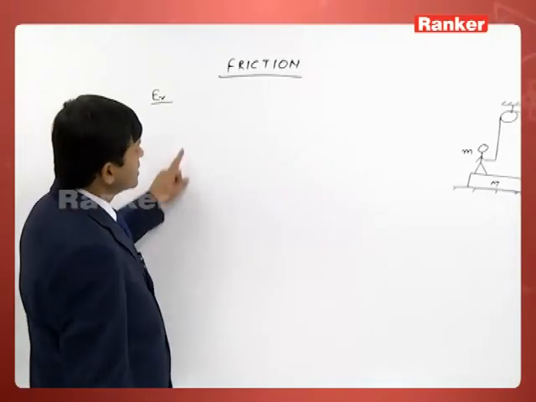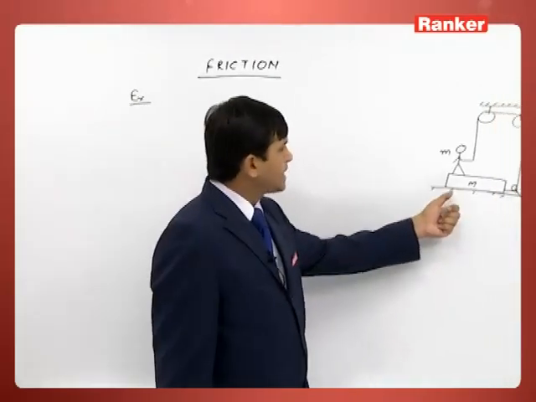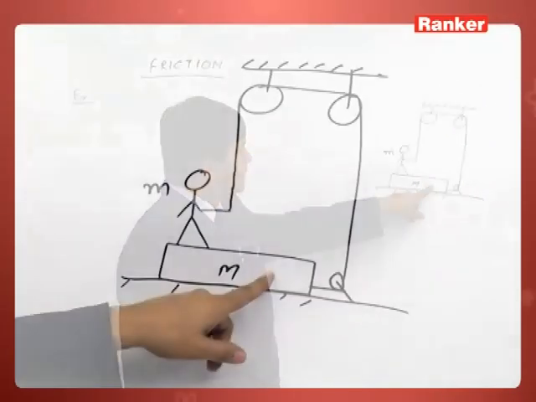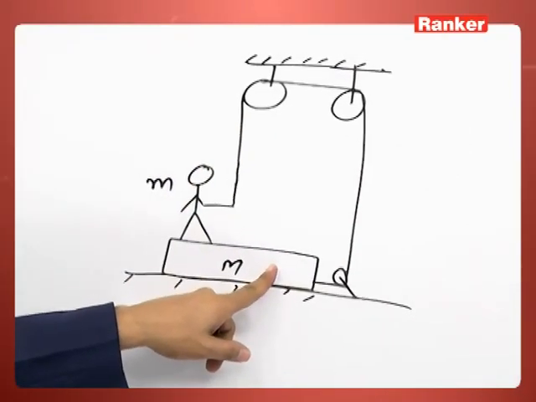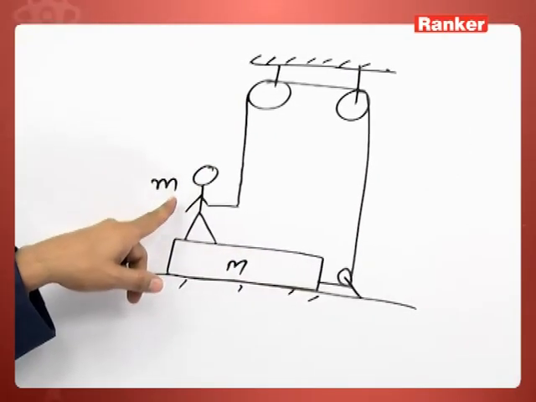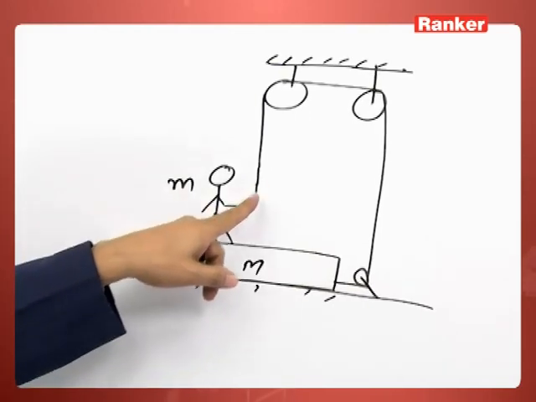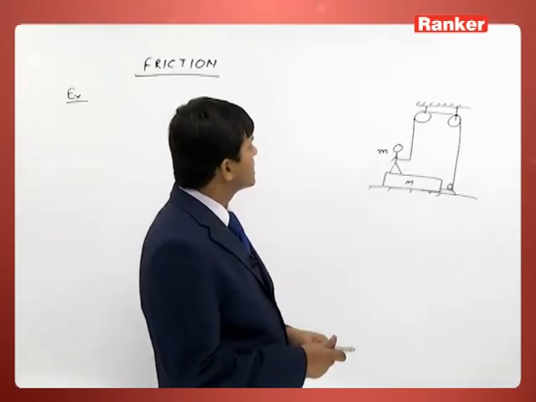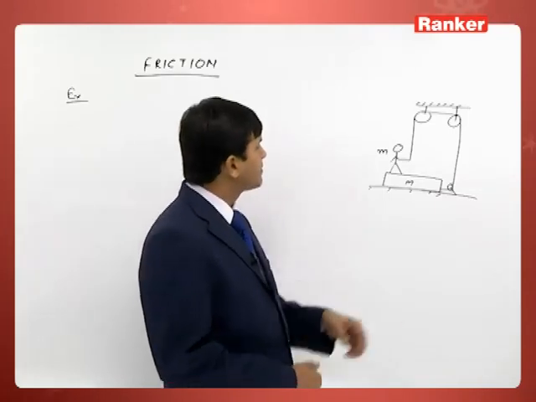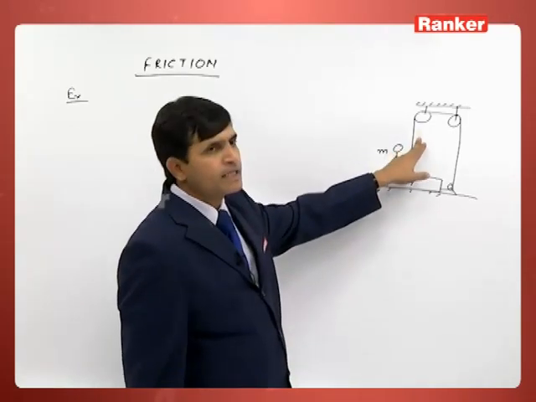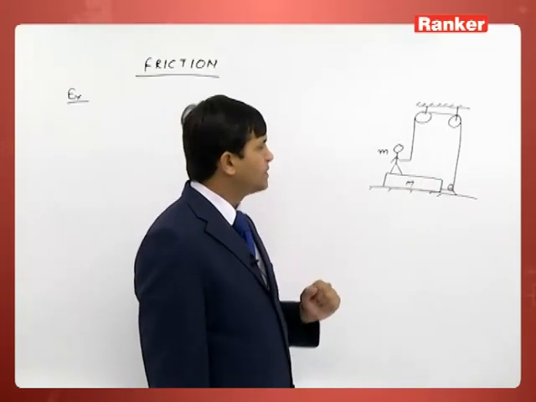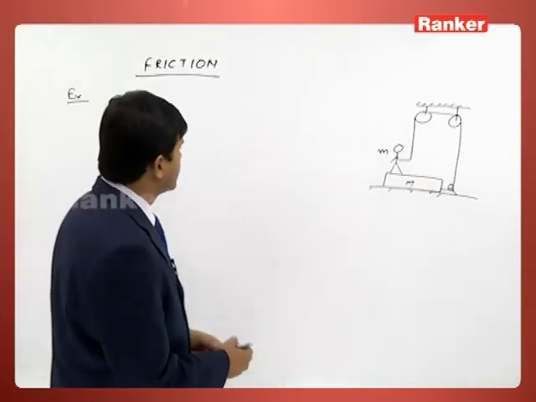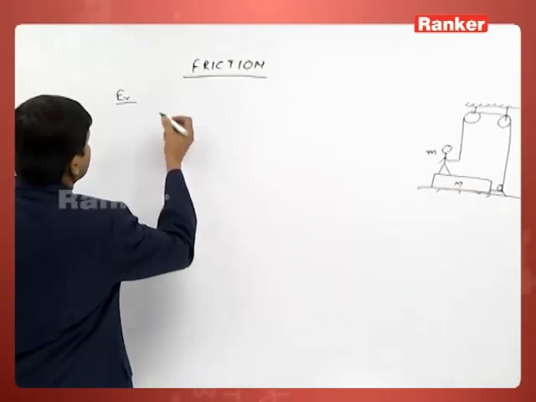Now see another diagram. In this diagram, this is a plank of mass capital M. On this plank, a man is standing and he is pulling the string. Now the question is: find the maximum force by which the man can pull the string so that the block remains at rest.